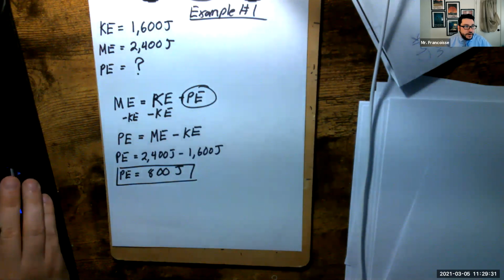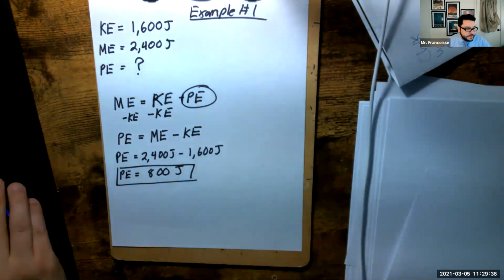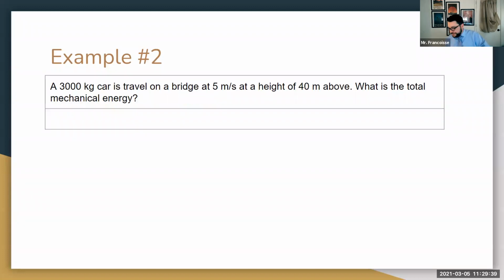Okay. So let's take a look at our next problem. So here we have another one where we're talking about a car that's traveling on a bridge at some speed with a height of 40 meters. So we want to figure out what's our total mechanical energy. So let's write down what they give us.